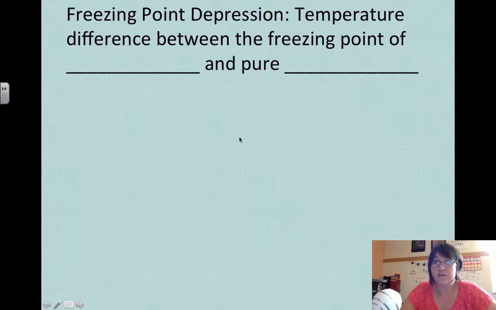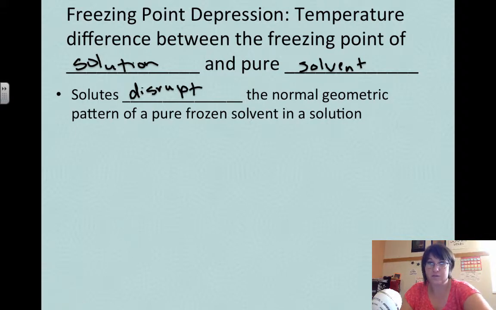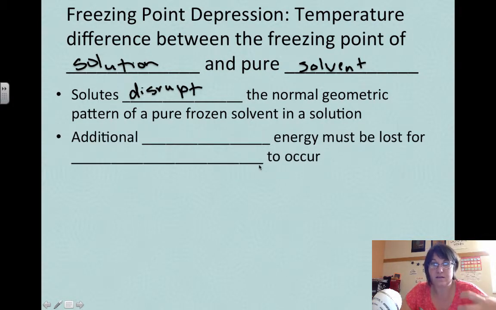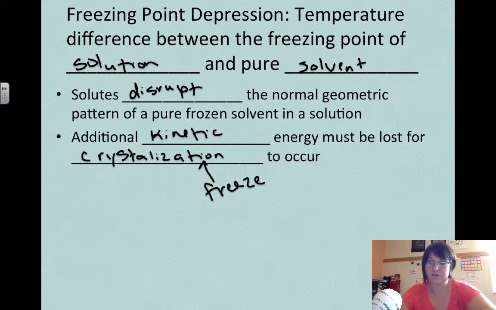Freezing point depression is describing the temperature difference between the freezing point of the solution and that of the pure solvent by itself. Solutes will disrupt the normal geometric pattern of the pure frozen solvent in a solution because they get in the way. The solute particles get in between the solvent particles, so additional kinetic energy has to be lost for crystallization, otherwise known as freezing, to occur within that liquid. So crystallization is how we get something to freeze, turning a liquid into a solid.